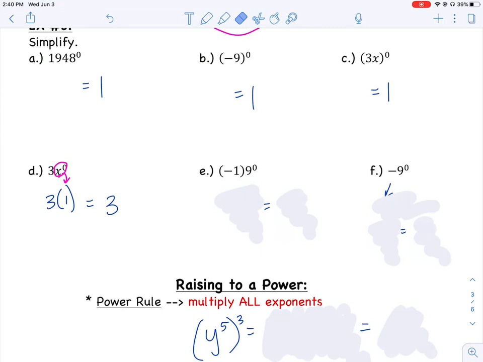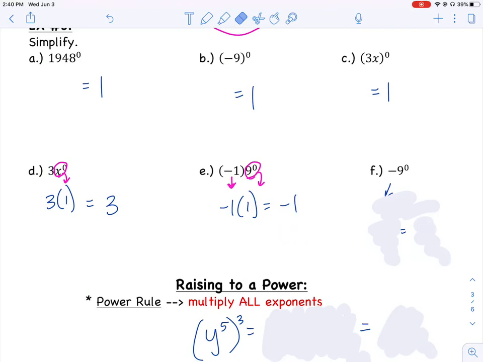All right, look at E. On E, I have -1. That's a coefficient. And I have 9 raised to the 0 power. The only thing that's raised to the 0 power is the 9. And so 9 to the 0 power is 1, right? And so I really have a -1 times a 1. And so my final answer on this one is -1.